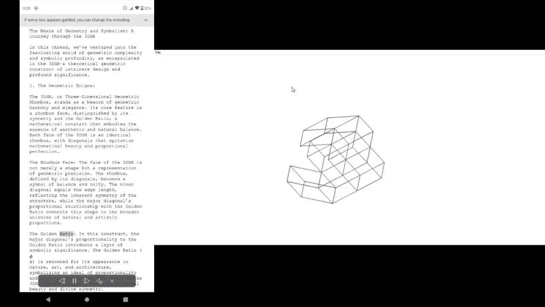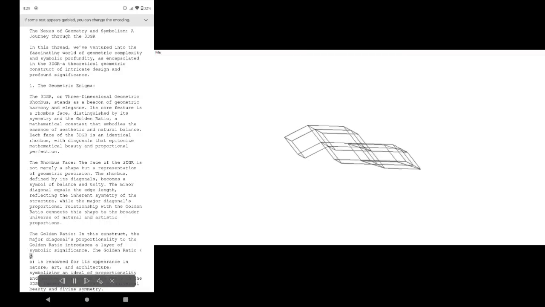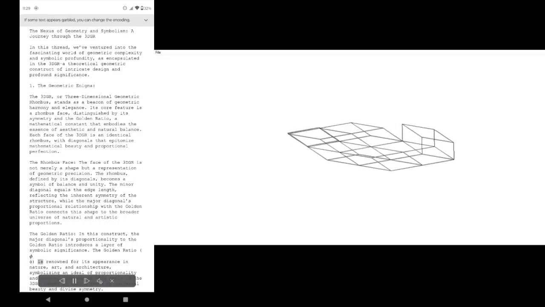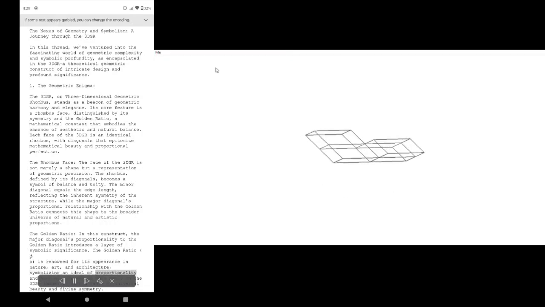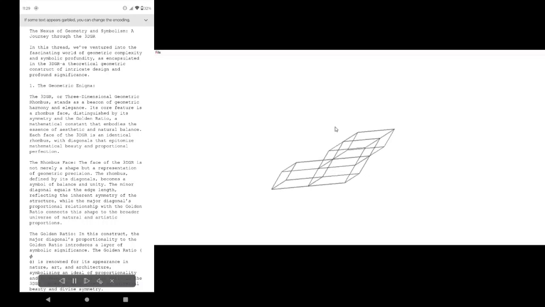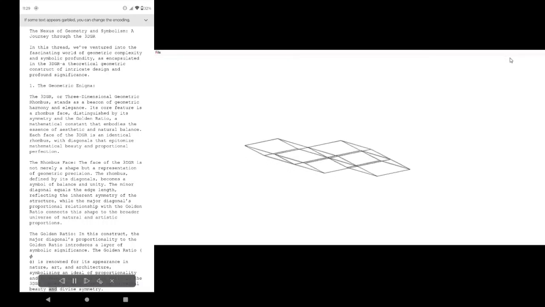The golden ratio. In this construct, the major diagonal's proportionality to the golden ratio introduces a layer of symbolic significance. The golden ratio, Phi, is renowned for its appearance in nature, art, and architecture, symbolizing an ideal of proportionality and harmony. The use of this ratio in the 3D jar imbues it with a sense of universal beauty and divine symmetry.